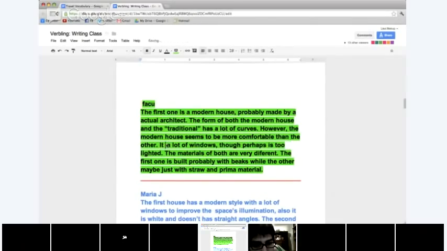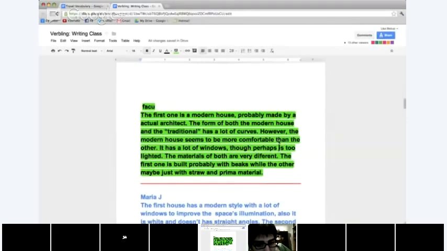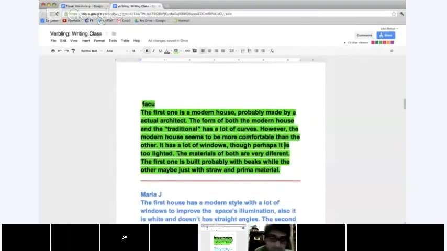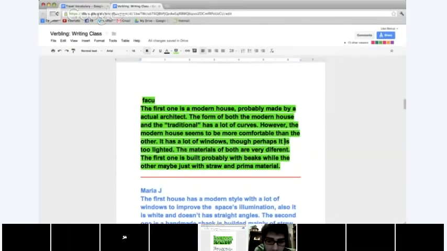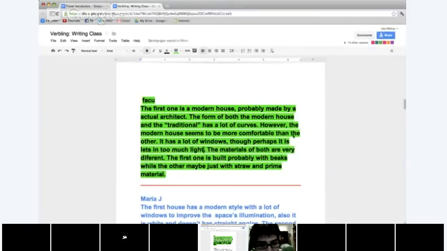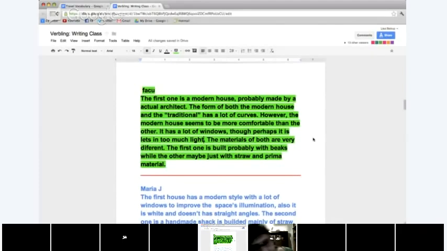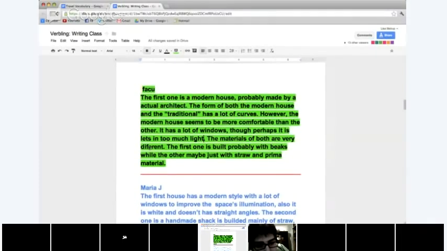I would say it has a lot of windows that perhaps, it is too... Provide sufficient light. Yeah, though perhaps it has too much light. I think it's what you mean. I would say maybe it lets in too much light, because of all the windows. The materials of both are very different, with two Fs.